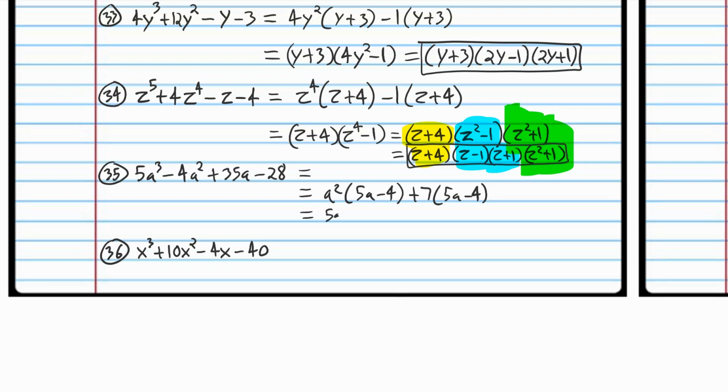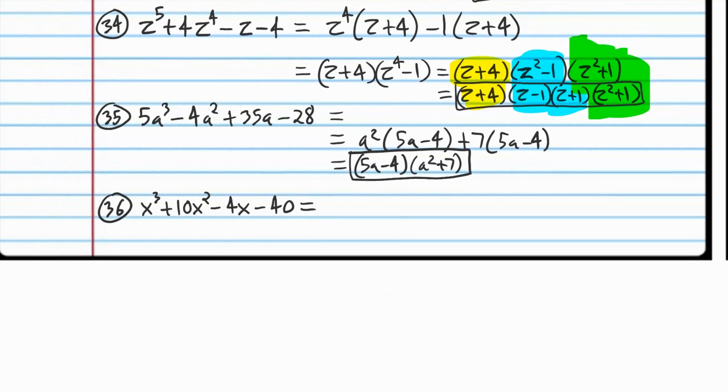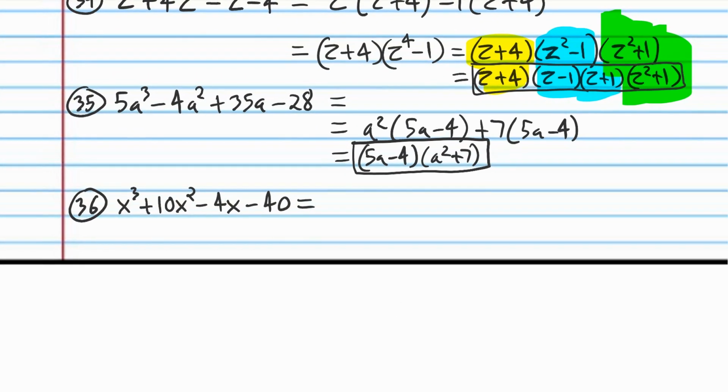And we can factor out a 5a minus 4, and then we get a squared plus 7, and we're done. So if you got that answer, good job. All right, try number 36, and when you come back, we'll do it together. All right, we're back.